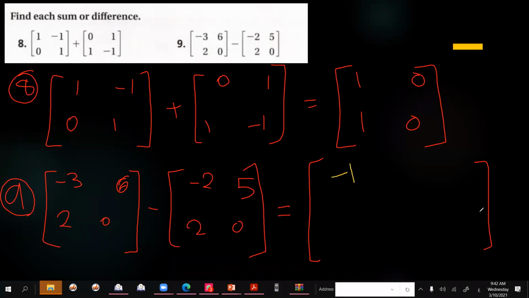The second one is 6. 6 minus 5, which is 1. Bravo, thank you, Basma. Who wants to answer next? Yes, Dana. 2 minus 2. There's no negative 2 here. Sorry, 2 minus 2, which is 0. And then 0 minus 0, which is 0. Thank you so much.